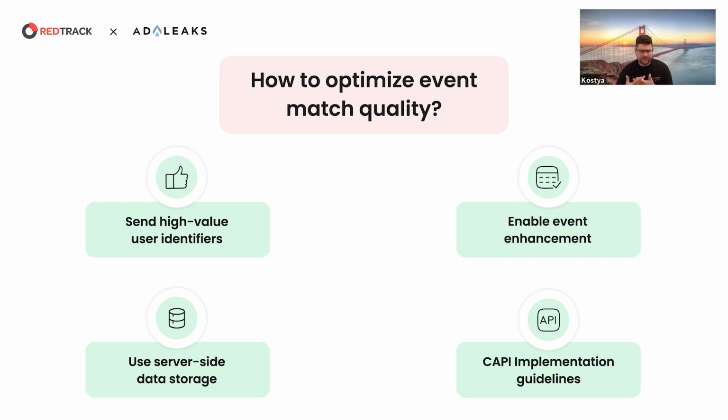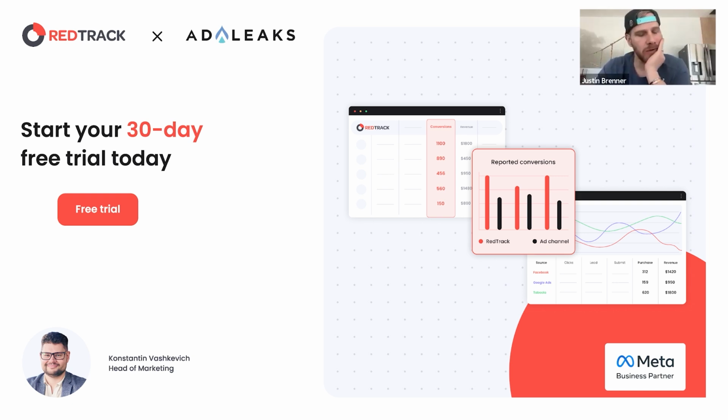As far as I remember, at RedTrack, we currently capture all the possible parameters, the full list is covered. And usually, if the event match quality score is low, it's usually a problem of implementation rather than execution. As I mentioned, follow the Conversion API implementation guidelines. They are provided in the official support documentation of the ad platforms. So that's basically it. There is a free 30-day trial.